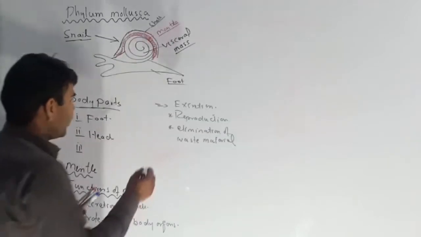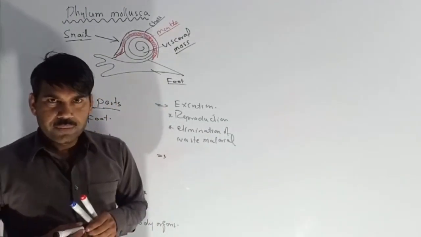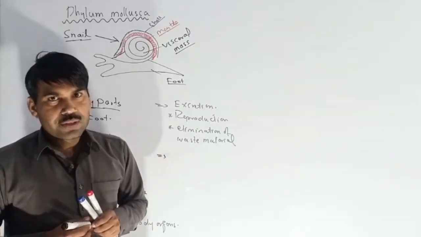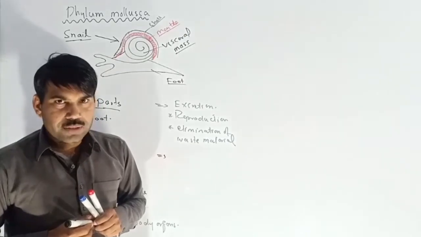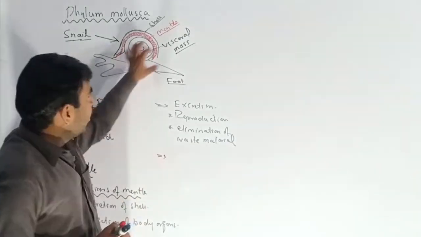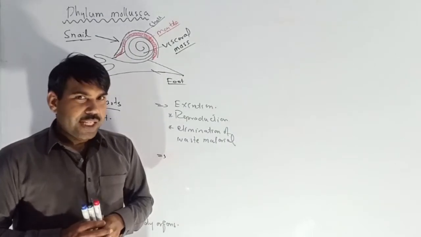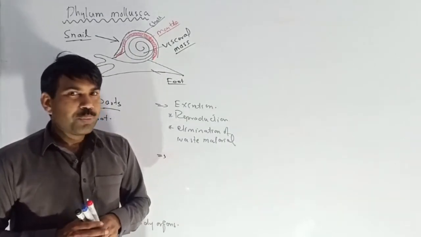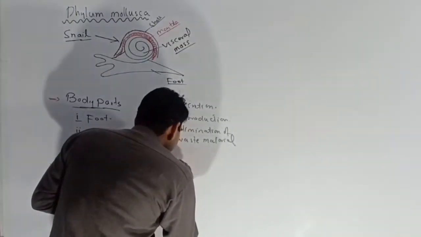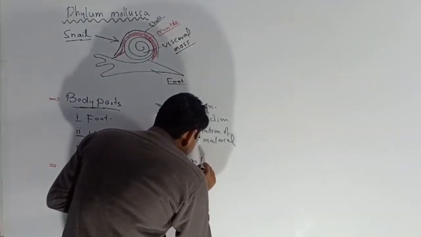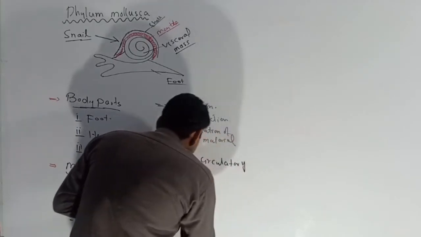The next character is the circulatory system. Which type of circulatory system is present in the members of the phylum Mollusca? Almost all the members of the phylum Mollusca have an open circulatory system. So we can write here, they have open circulatory system.